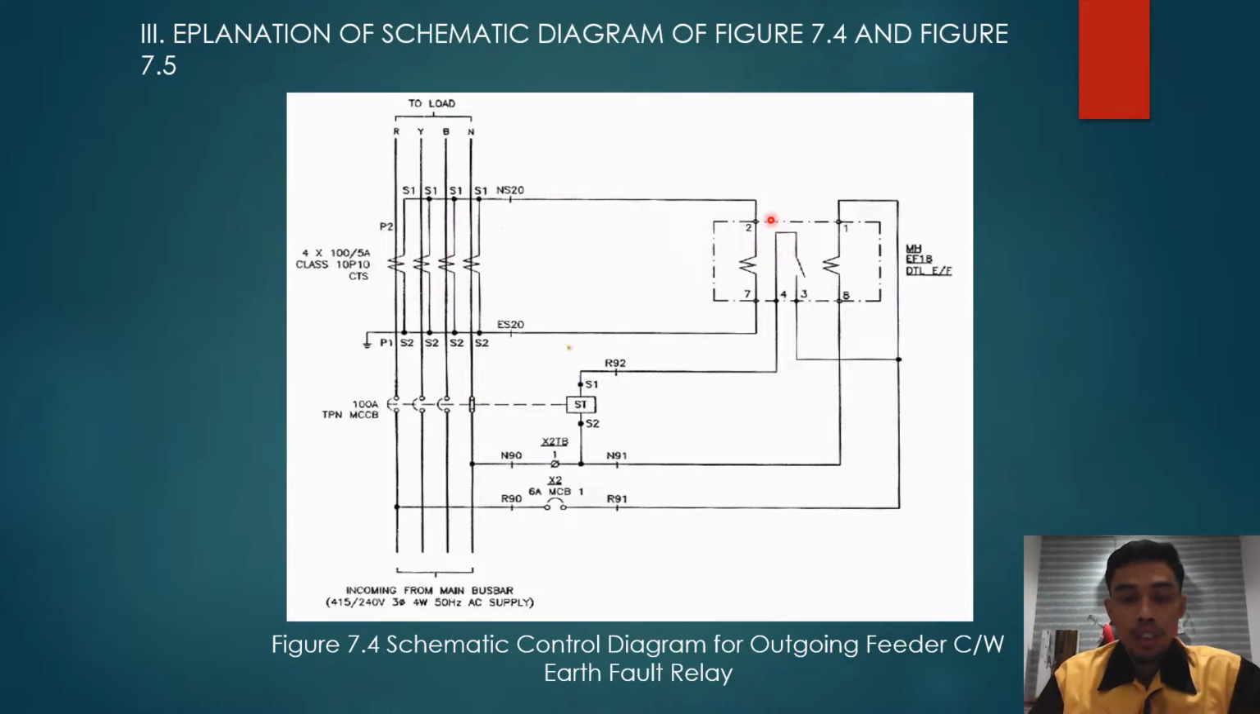So for pin number 2 and number 7, which are connected to the current transformer, the P incoming here will supply 100 ampere, and it will connect to the EFR here. The reason it steps down to 5 ampere is because the EFR is an electronic device. An electronic device cannot handle higher current. That's why it will step down from 100 to 5 ampere. So the function of the EFR is to detect fault current within the phase in the system.